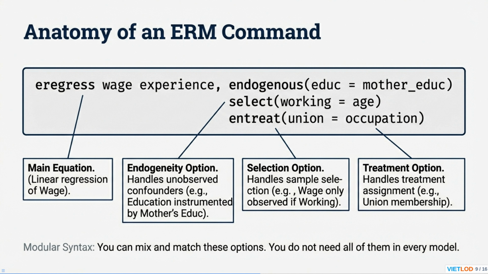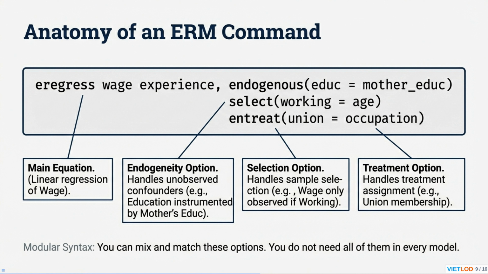This slide provides a visual breakdown of the syntax for an extended regression model command in Stata. The command is structured into 4 distinct parts. First is the main equation, which represents the primary linear regression of wage on experience. Second is the endogeneity option, allowing us to handle unobserved confounders by instrumenting education with mother's education.